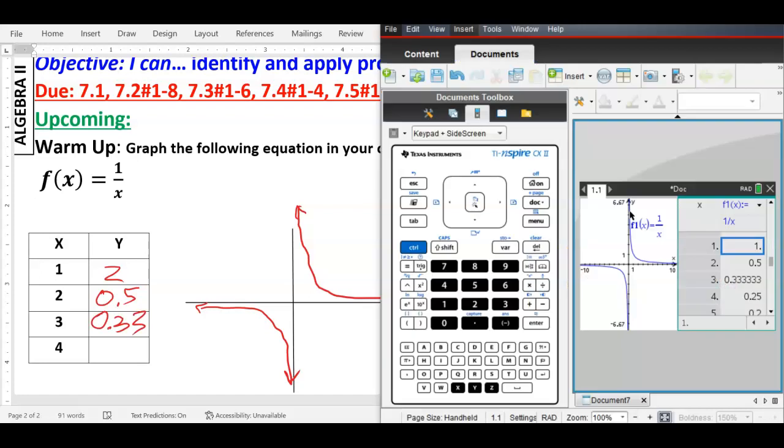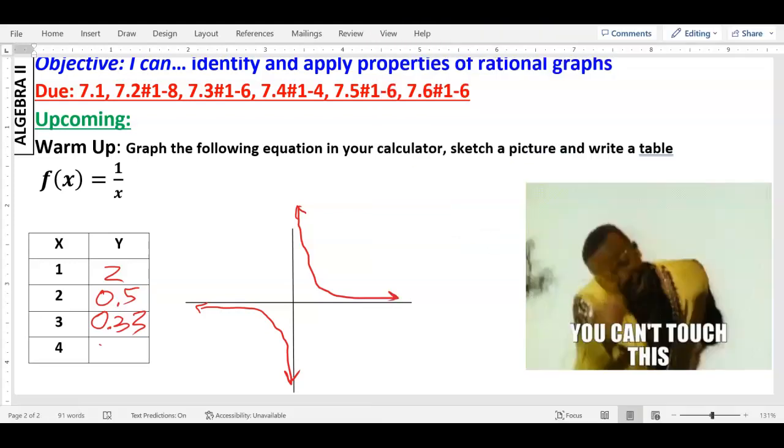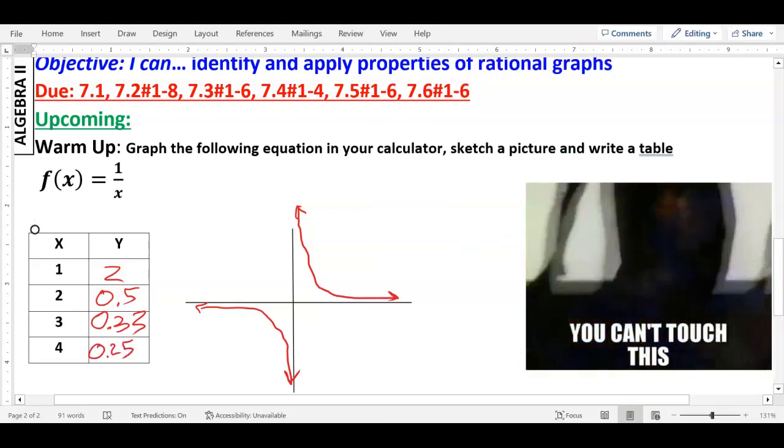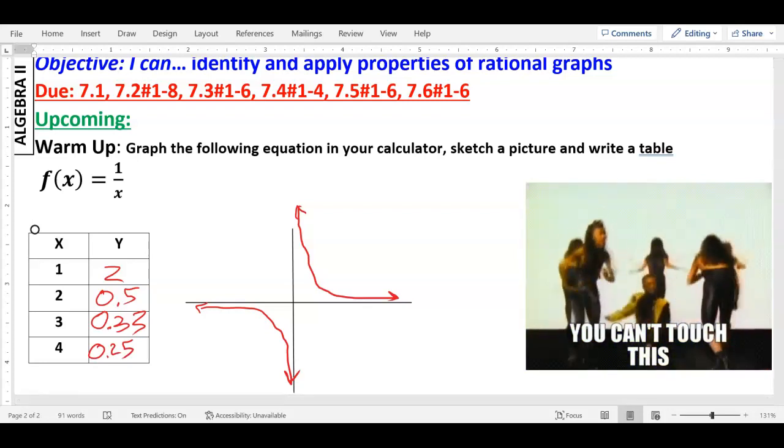How did I get it? I typed 1 divided by x. Yeah, Control T for the table. That's what I was asking. Oh, okay, yeah. Control T gives you the table for sure. Just remember, there's 2 lines you can't touch.